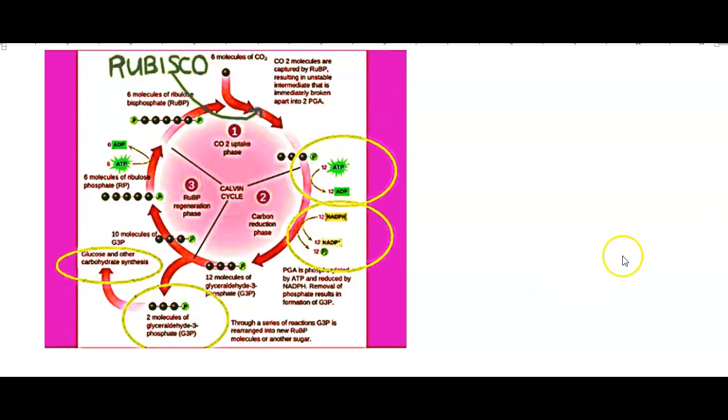So you have to remake the RuBP. So remember, they have 3 carbons and a phosphate. So all of these have 3 carbons right here and a phosphate here. So right here you can tell that 10 molecules of that is going to get rearranged using ATP, 6 ATPs, to make RuBP.